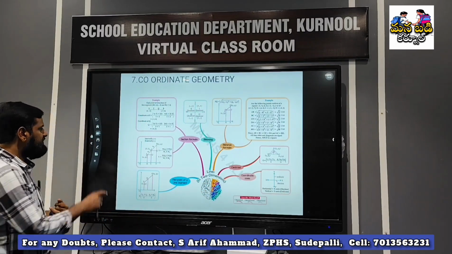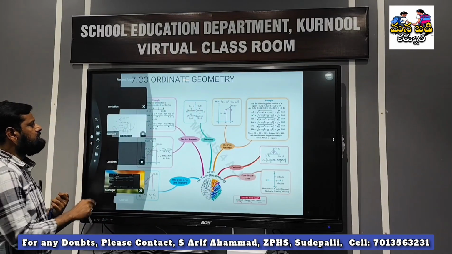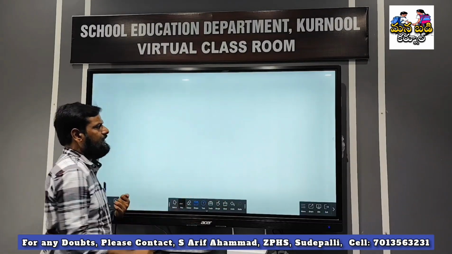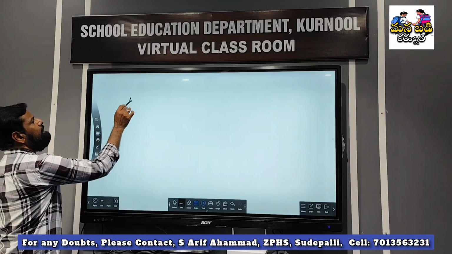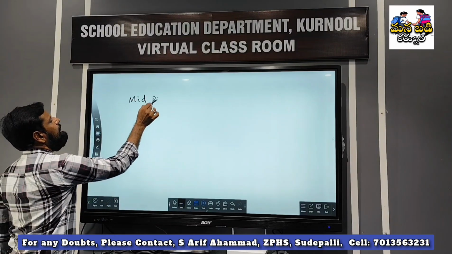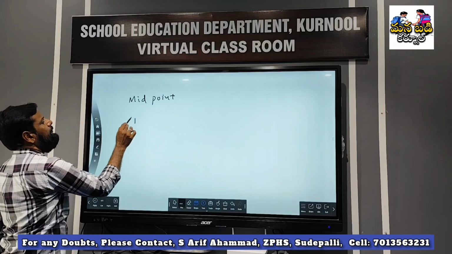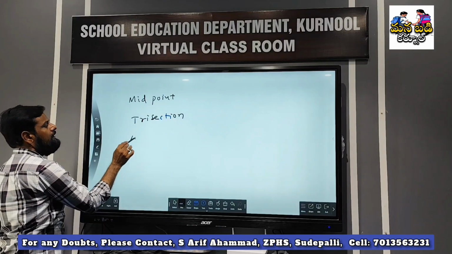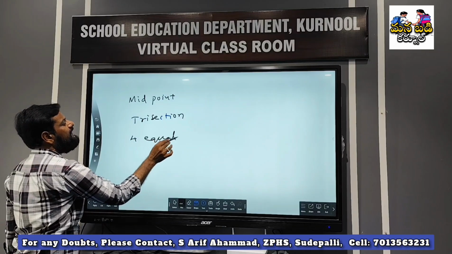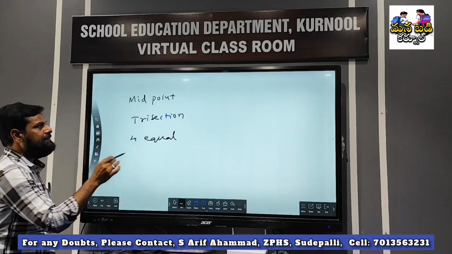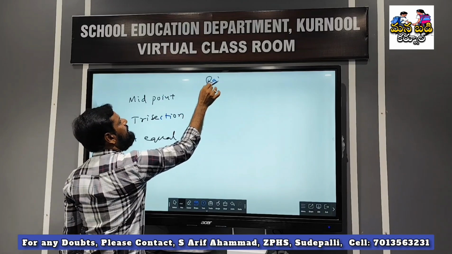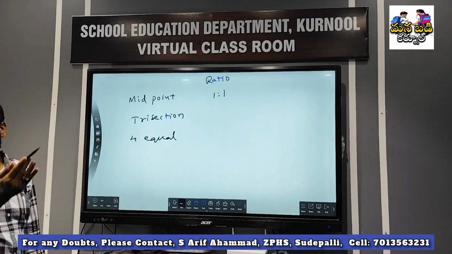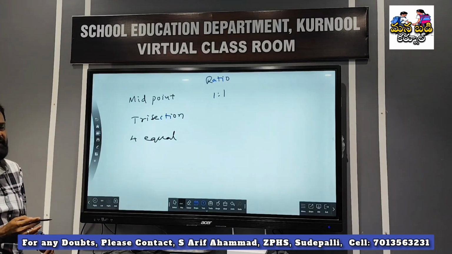So in this chapter, students have to remember the ratios: midpoint, points of trisection, and making the segment into 4 equal parts. Midpoint means what ratios you have to apply? 1:1. Here 1, here 1. Then that point is called the midpoint.